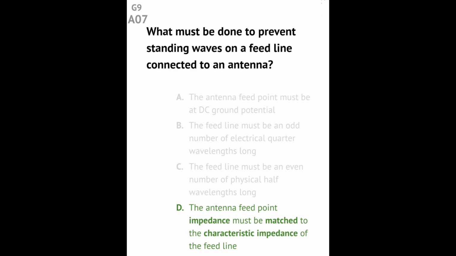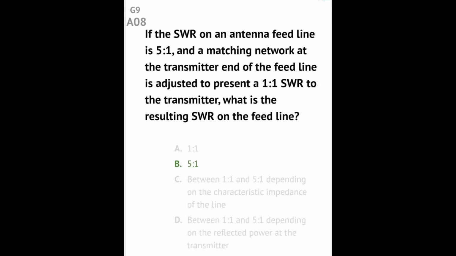Question G9A07. What must be done to prevent standing waves on a feed line connected to an antenna? Answer: the antenna feed point impedance must be matched to the characteristic impedance of the feed line. Question G9A08. If the SWR on an antenna feed line is 5:1 and a matching network at the transmitter end of the feed line is adjusted to present a 1:1 SWR to the transmitter, what is the resulting SWR on the feed line? Answer: 5:1.